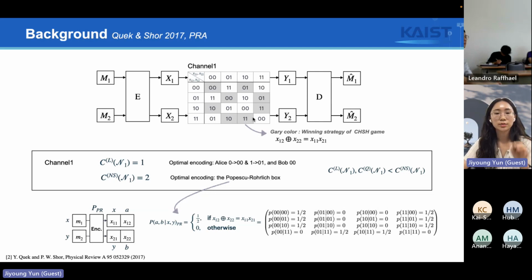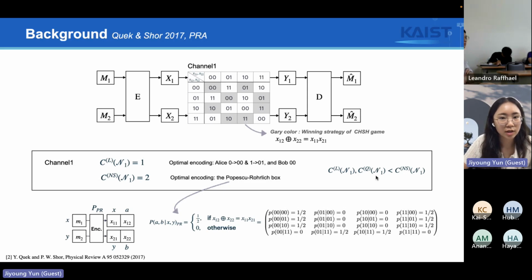Okay, so they considered a very specific channel like this, and then they showed with this channel some capacity with no signaling strategy. The no signaling strategy is 2, and then they showed some capacity with local correlation is equal to 1. So they conclude that some capacity with no signaling strategy is greater than the capacity with classical and quantum strategy. So they showed this part with channel 1.